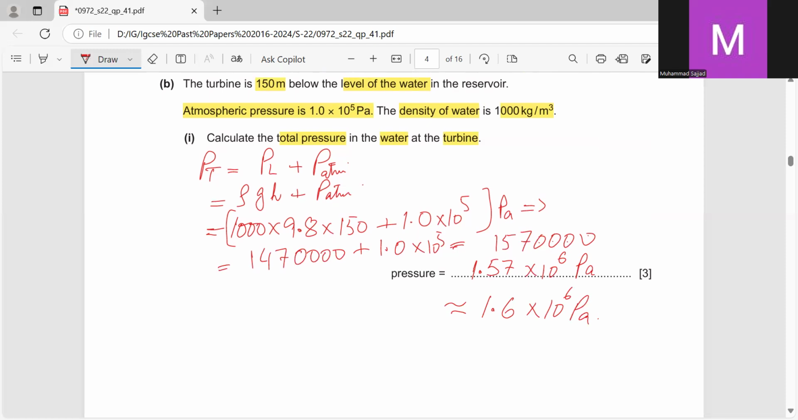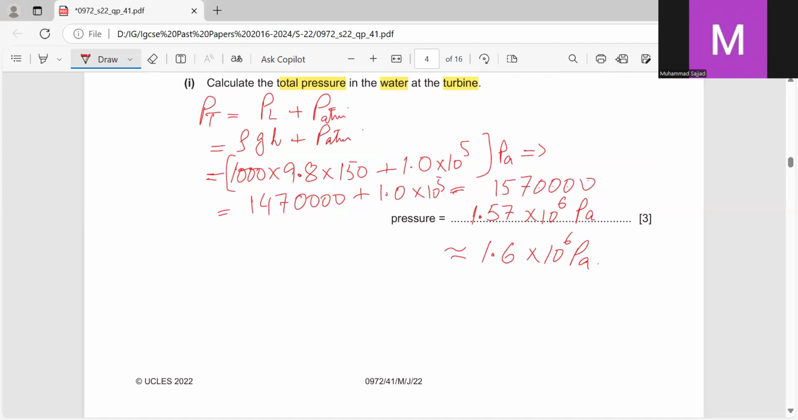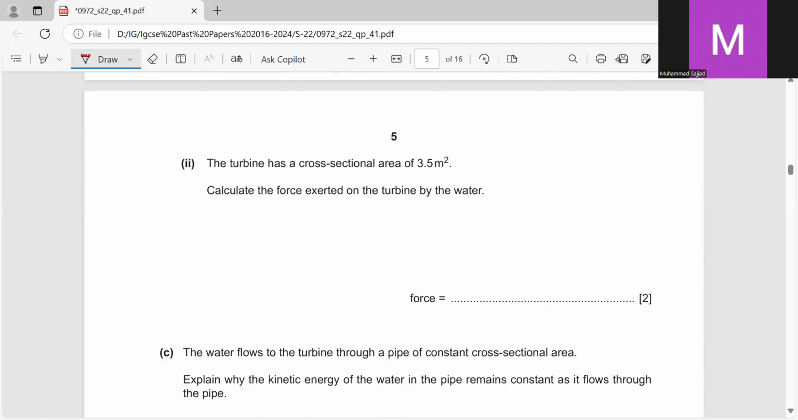Total pressure means pressure of the liquid on the body at some depth into the liquid plus the pressure of the atmosphere, because the surface of the liquid is being pushed by the atmosphere. So there is also atmospheric pressure. We need to consider it when we are calculating the total pressure.